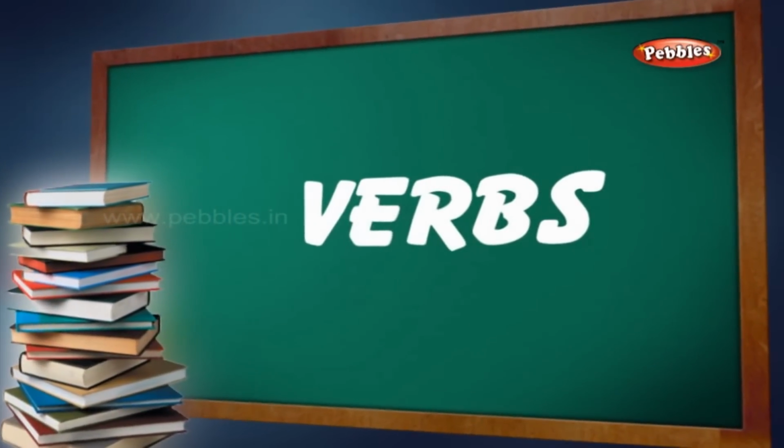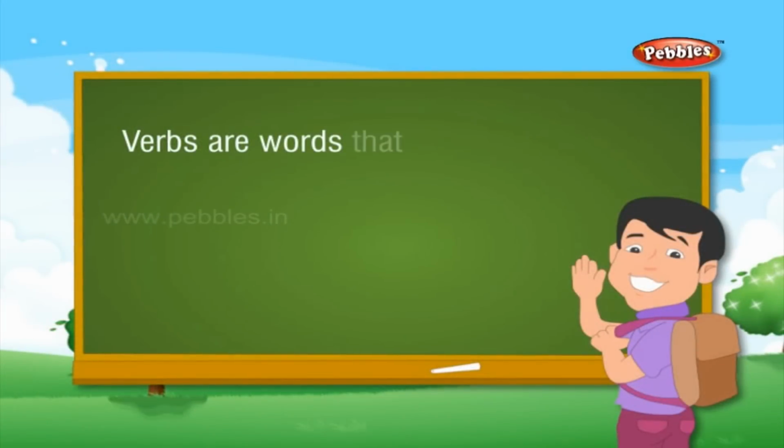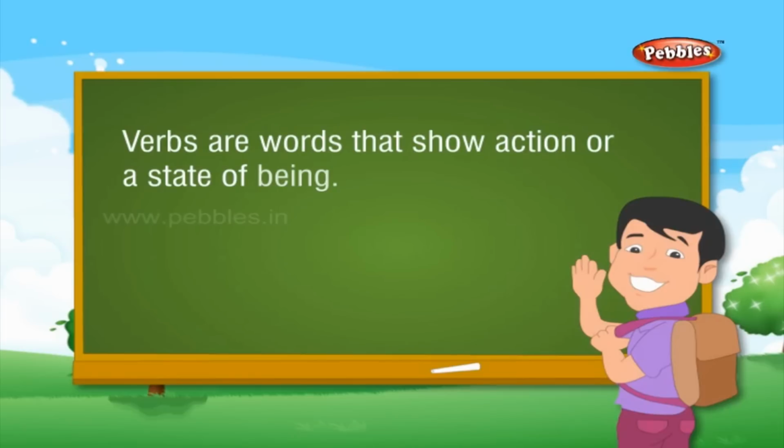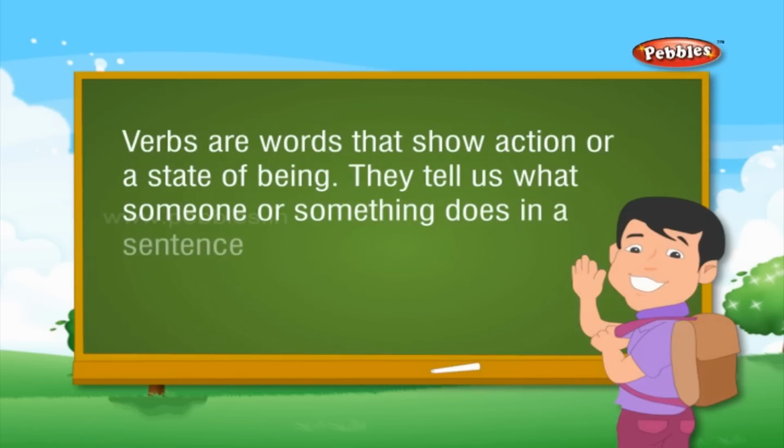Verbs. Verbs are words that show action or a state of being. They tell us what someone or something does in a sentence or what is.